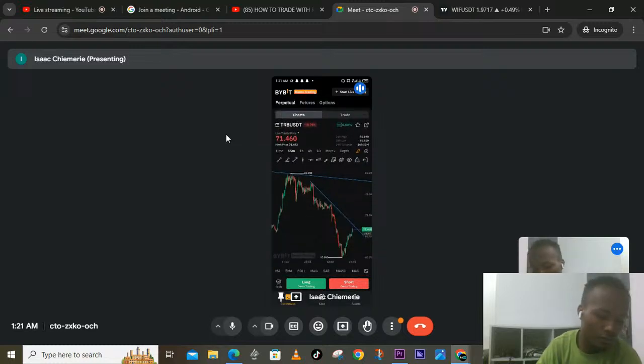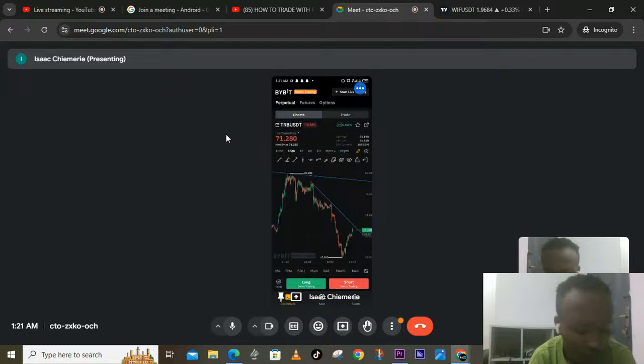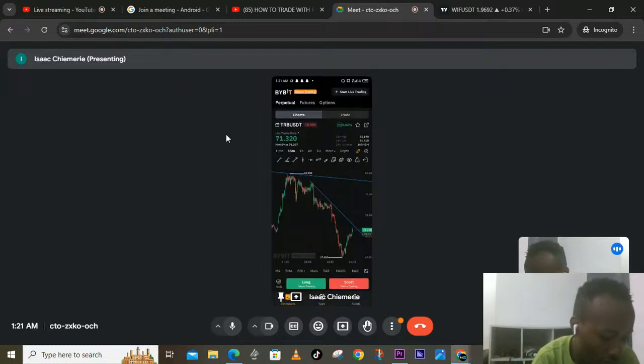I'm not seeing it. You see tools beside the long and the short. Okay, I've seen it. Click on tools. Let's see if we have the alert option there. Do you have an alert option here? Okay, there's no alert option here. So go back, go to the icon beside the pencil icon there.